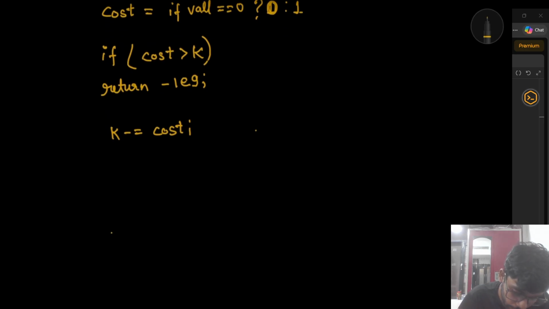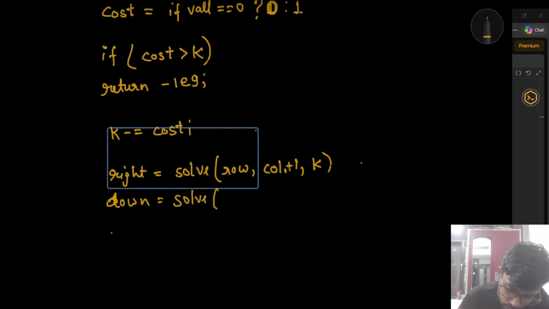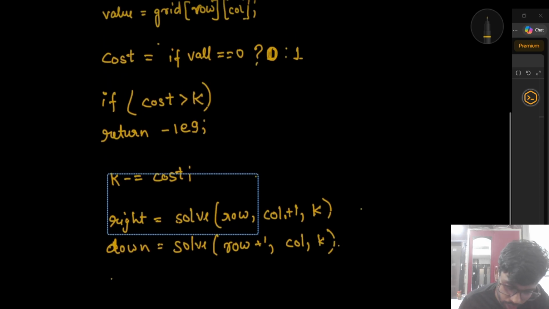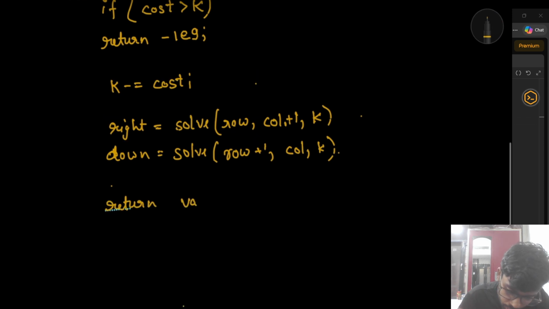Then I will calculate the right, then I will calculate the down. Right will be what? If I am moving towards the right, the row will remain the same, column plus 1, k. And when down, this will be row plus 1, column, comma k. Then finally, what I will return is value.